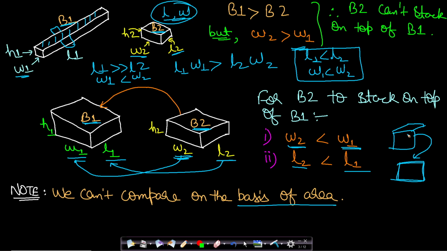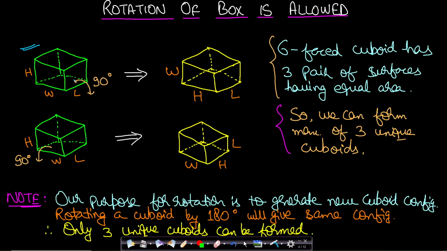So if you make multiple copies of the same boxes, then you cannot put them on top of one another, right? Therefore, you need to make unique rotations. So a cuboid is basically 6-faced and there are 3 pairs of surfaces having equal area, right? Now you cannot rotate it 180 degrees because that will form the same dimension, because the opposite pairs will be equal. Okay, the top and the bottom are equal, right and left are equal, like that.